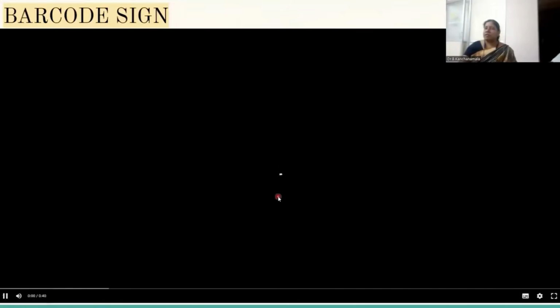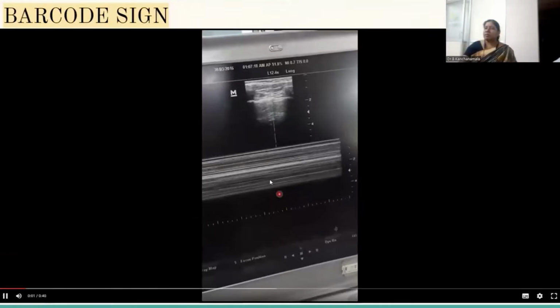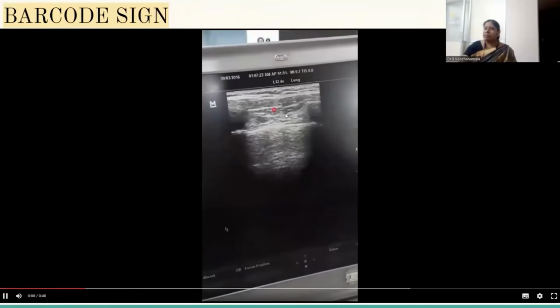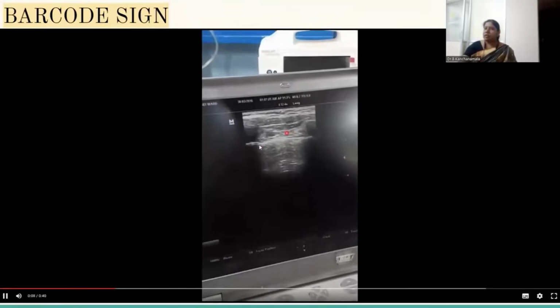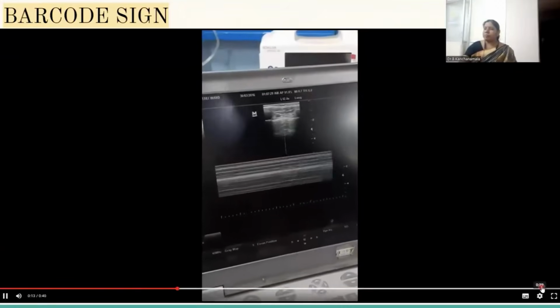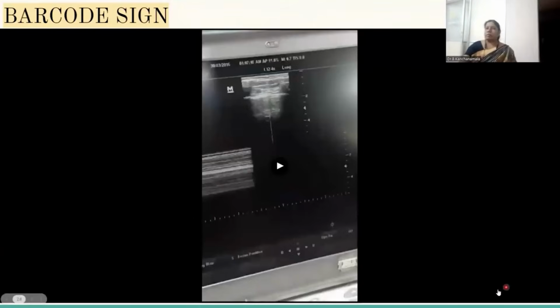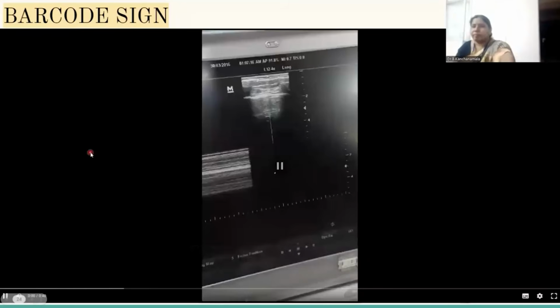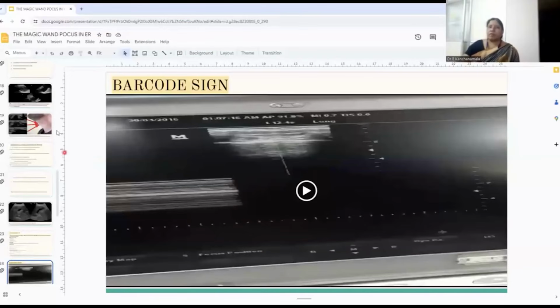So we see the absent sliding sign. The sliding sign is not there. This is the barcode sign that you can see. So next, we go to the next case.